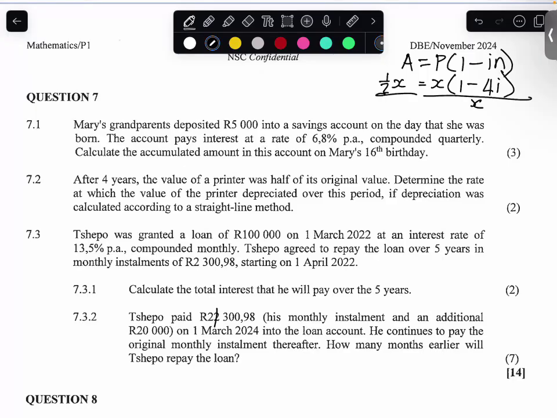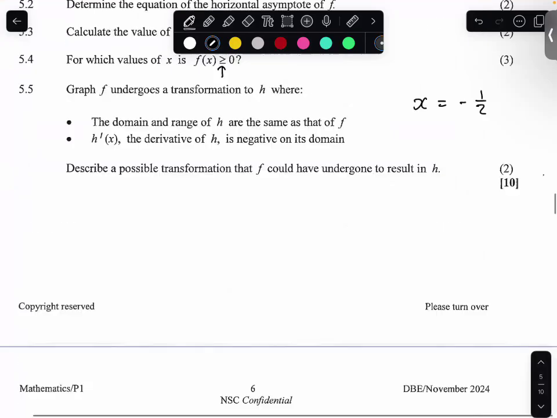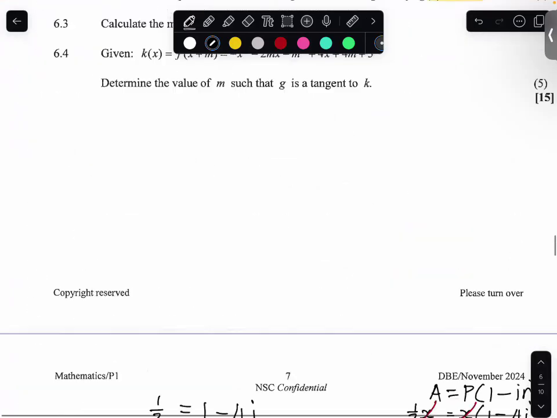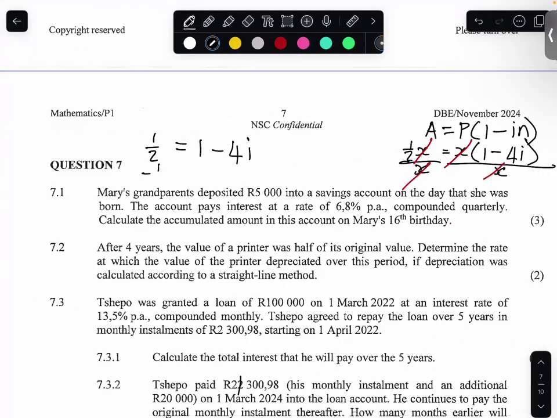And then we're going to calculate this here. We're going to divide both sides by X. And the only reason we can divide by X here is because we know X is not 0. Remember in math, you cannot divide by an unknown unless, of course, you know that that unknown is not 0. That will then give you a half is equal to 1 minus 4I. Take the 1 over, it's a half minus 1, gives you a minus a half. Sorry, hold on. This gives you a minus a half is equal to minus 4I.